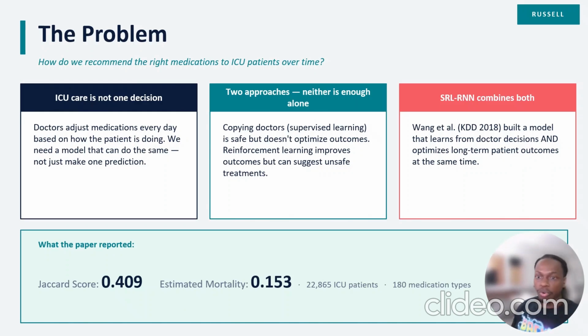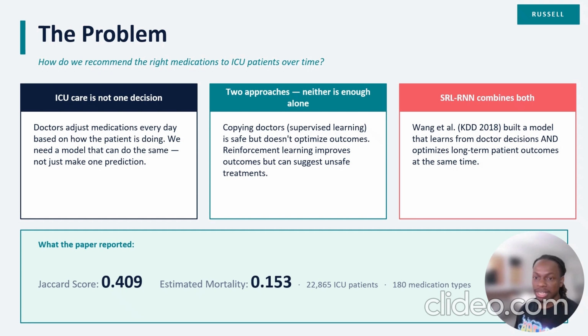The problem. The core problem is recommending the right medications to ICU patients over time. This is difficult because treatment is sequential. Doctors adjust medications day by day as the patient changes. Supervised learning can copy doctor behavior, but it does not directly optimize outcomes. Reinforcement learning can optimize outcomes, but it may drift away from safe clinical practice.